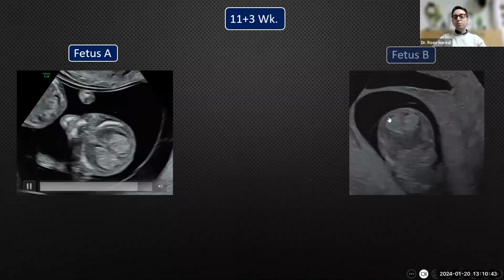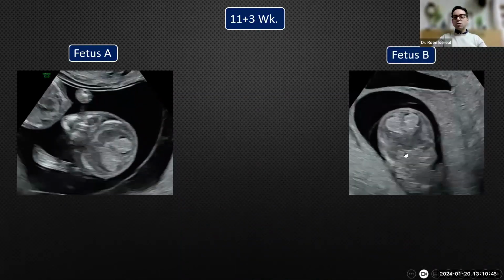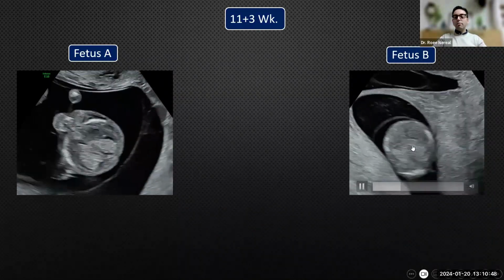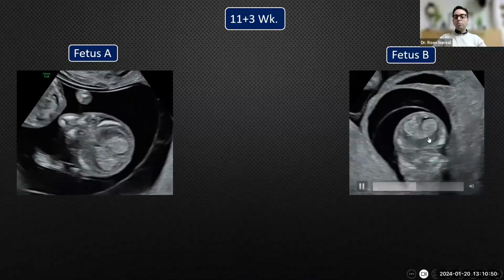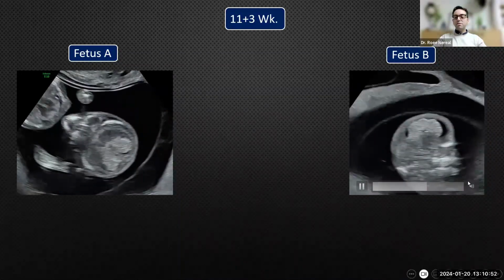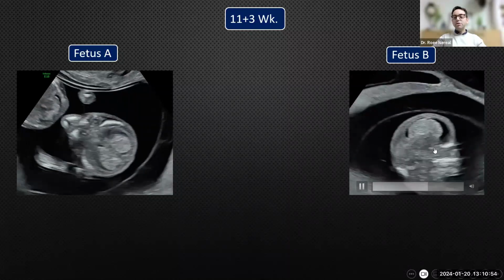Let me show you fetus B. Again, the neurosonographic examination shows completely normal ganglionic eminences and the choroid plexus in a normal early brain, as you can see here also on the parasagittal images.